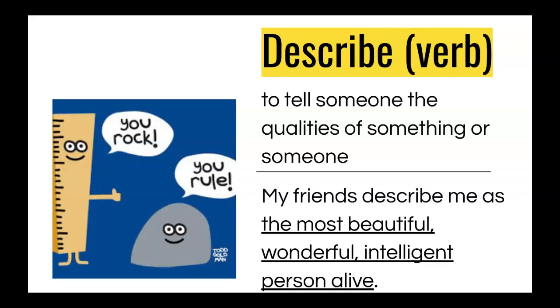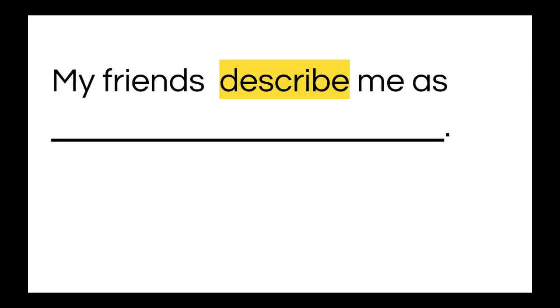Okay, now we're going to start talking more about the writing and the techniques for descriptive writing. So there are 3 words that are kind of related that I'll tell you about. When you're describing something, you're telling someone the qualities of something or someone. My friends describe me as the most beautiful, wonderful, intelligent person alive. How would your friends describe you?